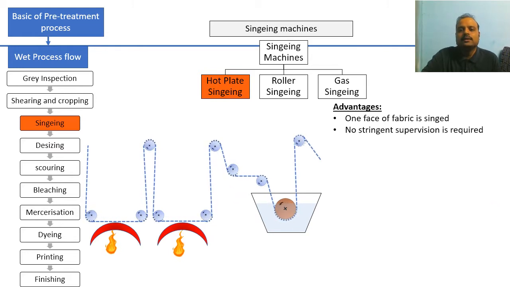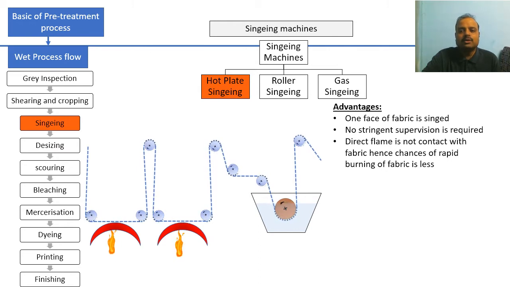Next is, no stringent supervision is required. If this machine is going to run, constant monitoring of the fabric is not required. No stringent supervision is required. Next is, direct flame does not contact the fabric, hence chances of rapid burning of the fabric are less. Yes, you can see over here the fabric is just touching the surface of this hot roll or hot plate rather, and the fabric is not coming directly in contact with the flame, and that's why there will be fewer chances of the fabric rapidly catching fire.